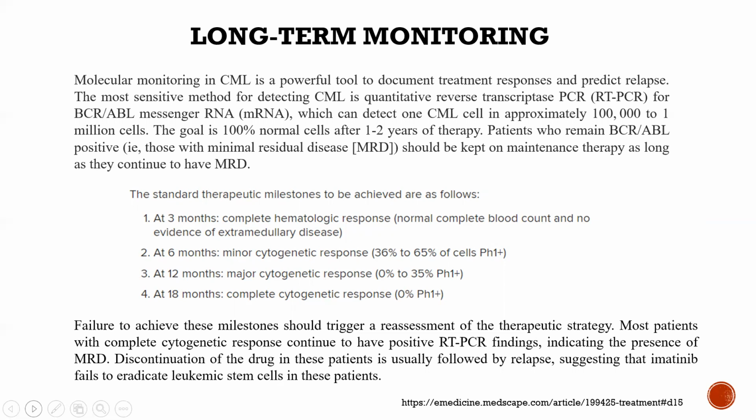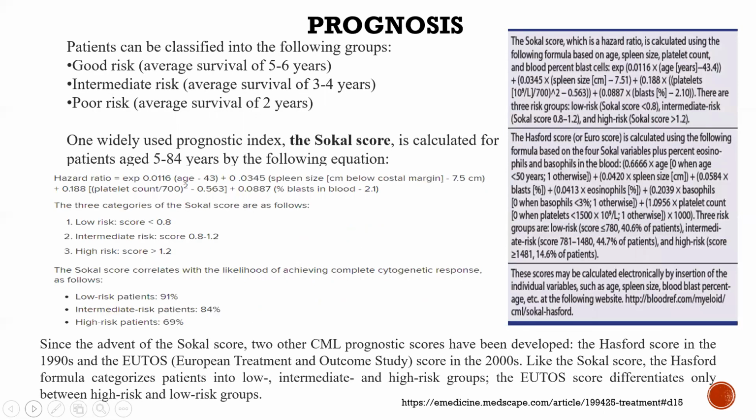Most patients with complete cytogenetic response continue to have PCR findings, meaning positive BCR-ABL messenger RNA, indicating the presence of minimal residual disease. Discontinuation of the drug in these patients is usually followed by relapse, suggesting that imatinib fails to eradicate leukemic stem cells in these patients. By prognosis, patients can be classified into the following groups: good risk, intermediate risk, and poor risk.